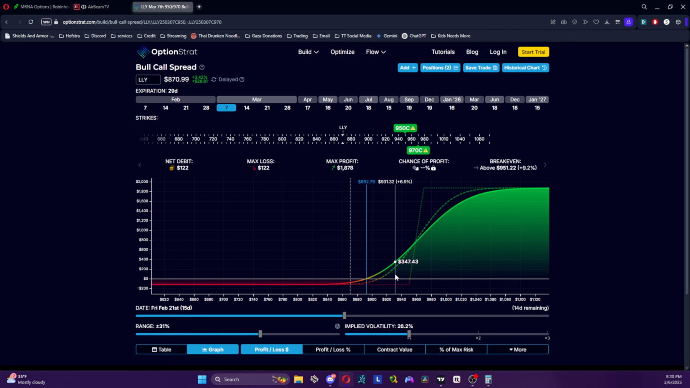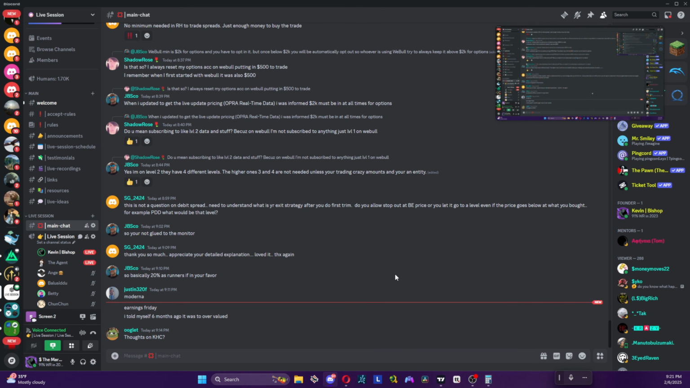Like you could see here, if Eli Lilly with this spread was at 930 by February 21st, it's going to be $347 profit for that spread. So definitely come and check out OptionStrat if you want to get a little bit more understanding on how you could also exit out beforehand for profit as well.